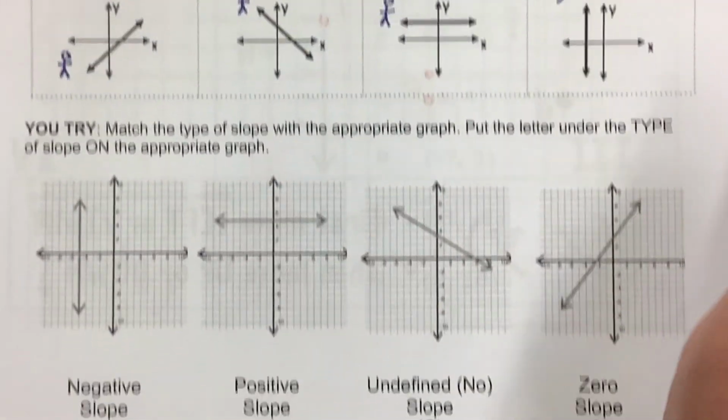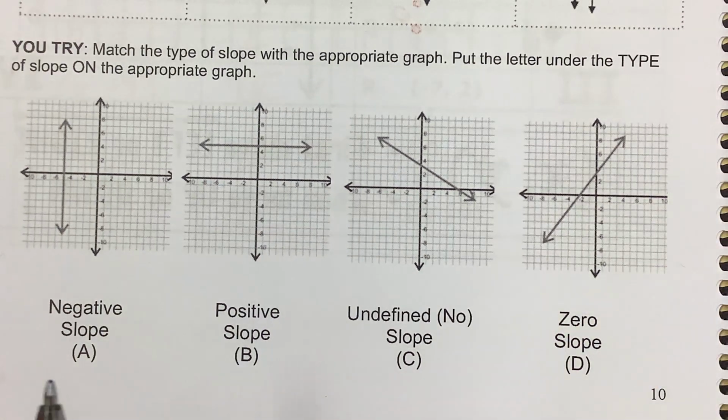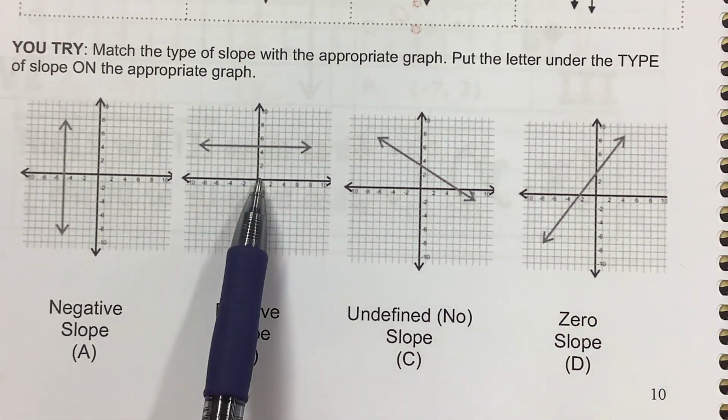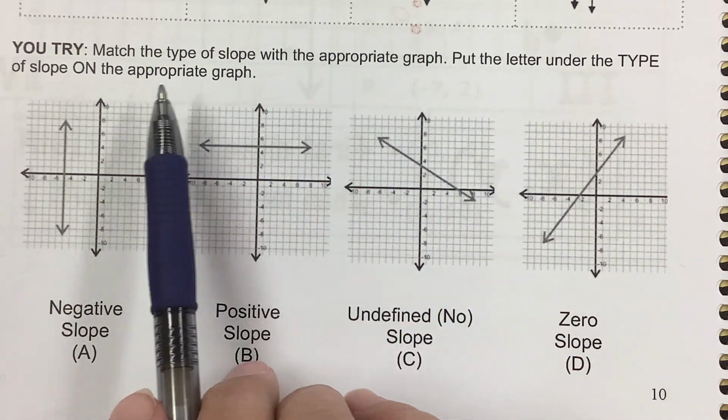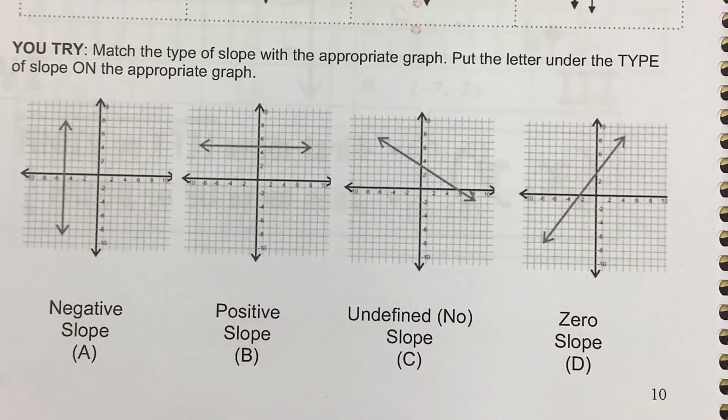Let us try it. Pause the video and match. What type of slope is this? What type of slope is that? You match the type of slope with the appropriate graph. Put the letter under the type of slope on the appropriate graph. Good luck.